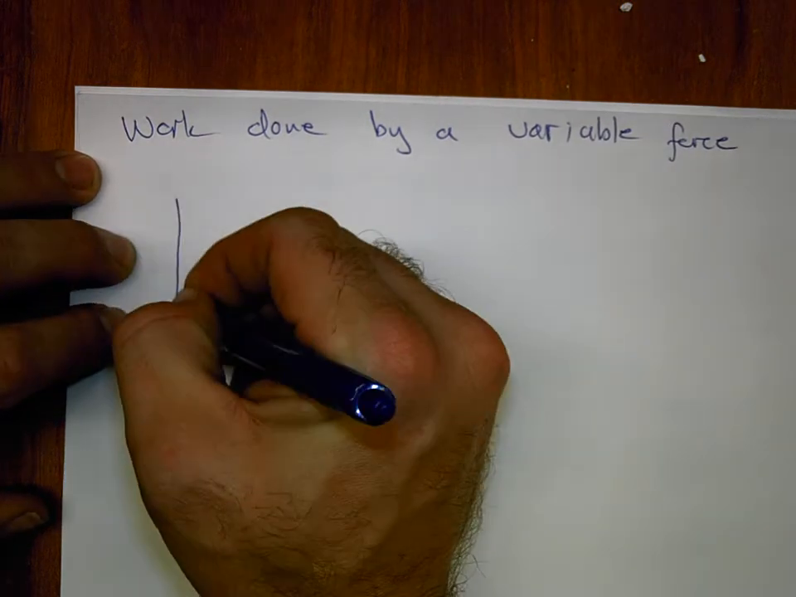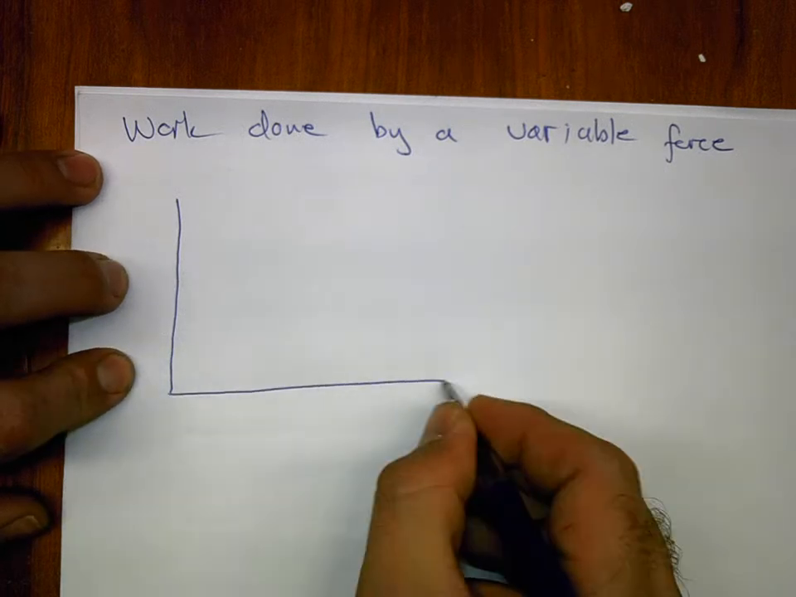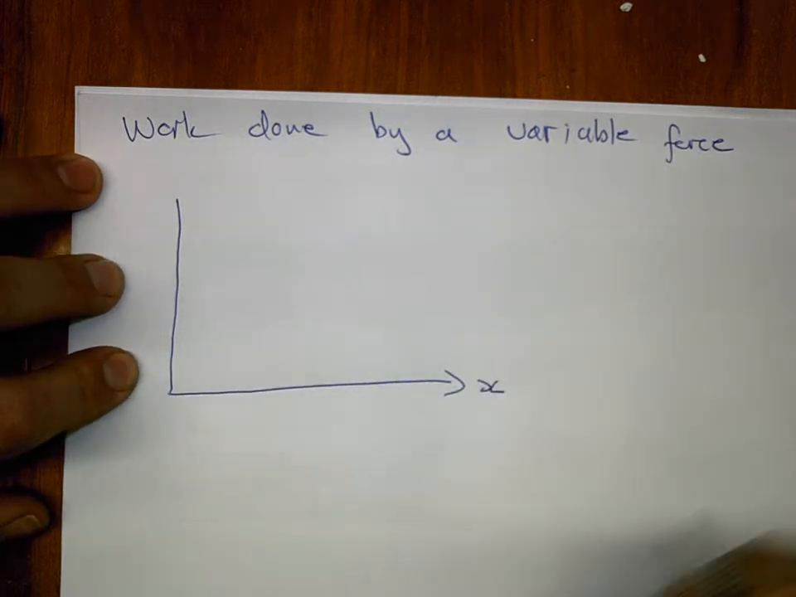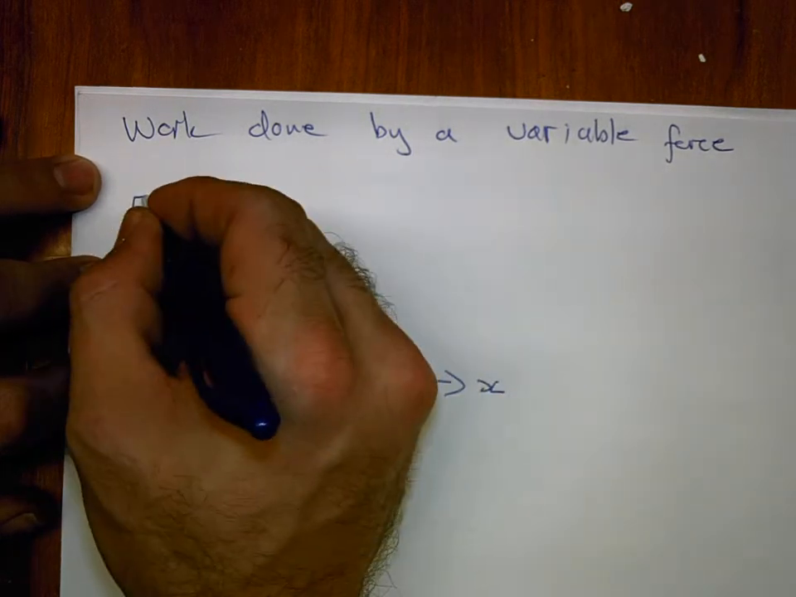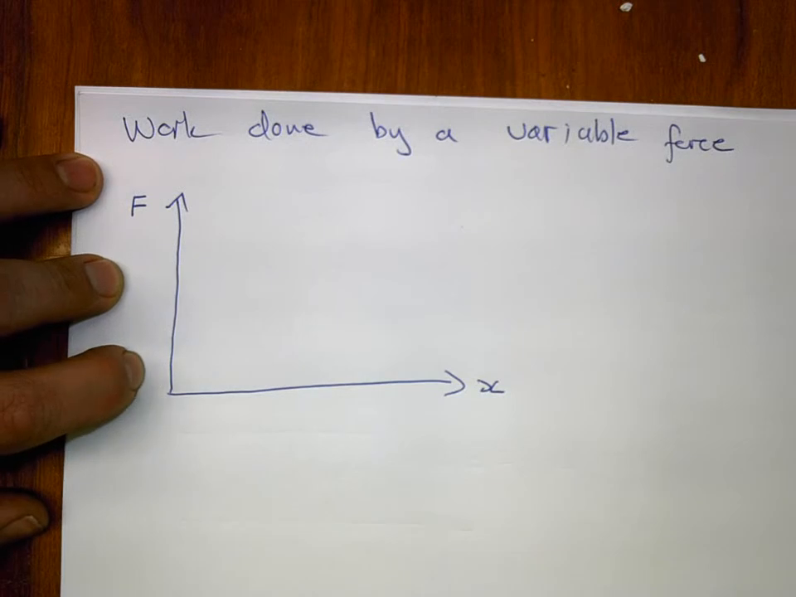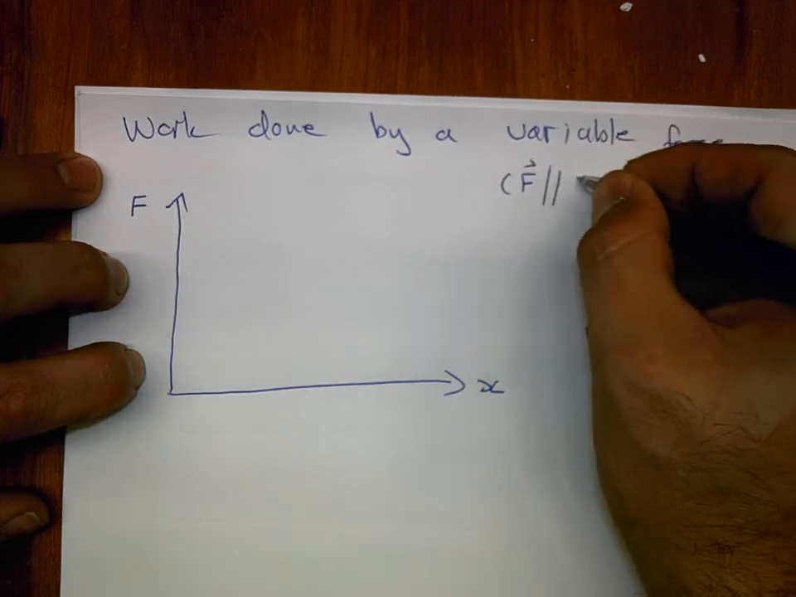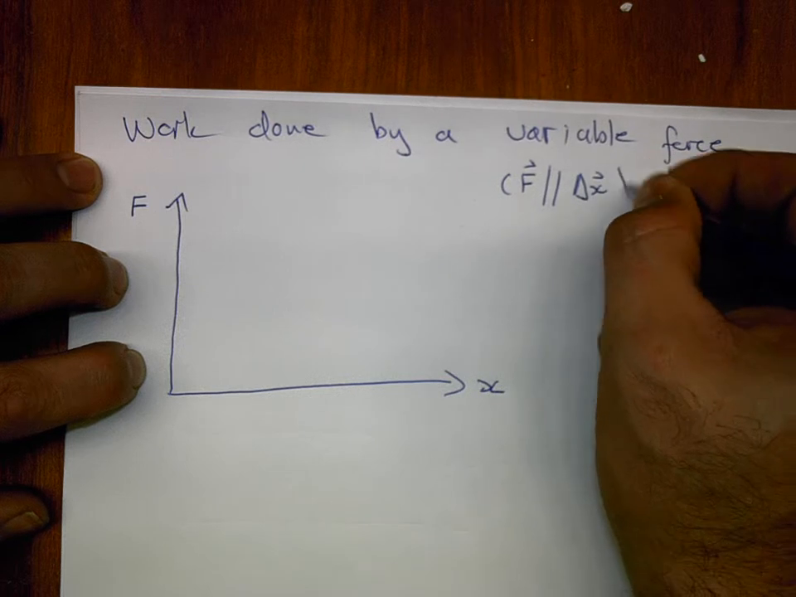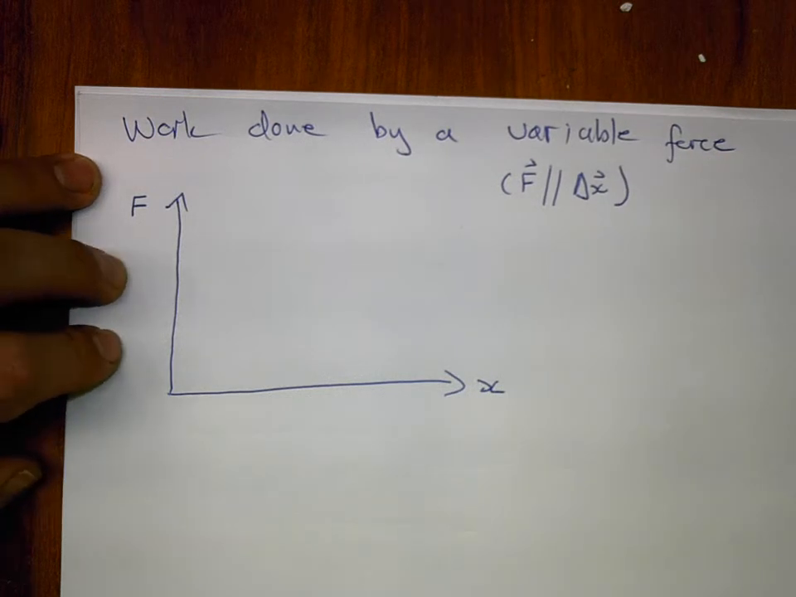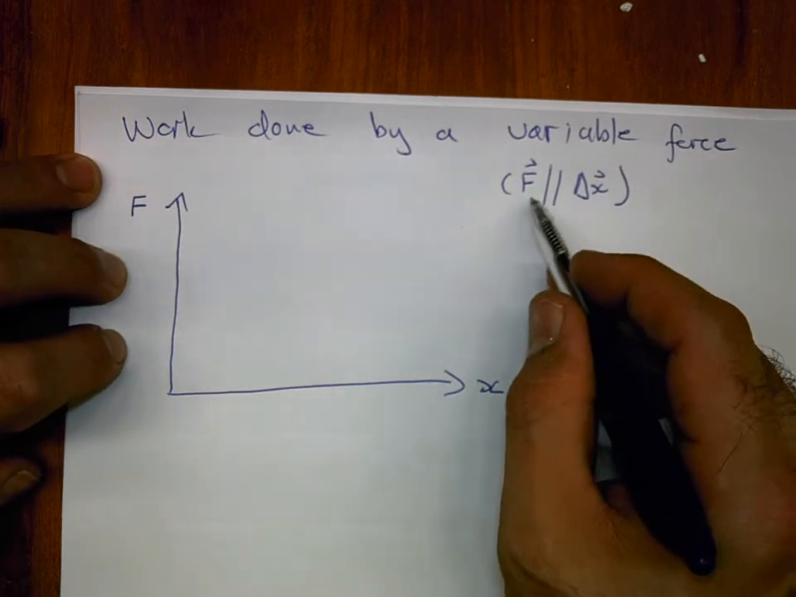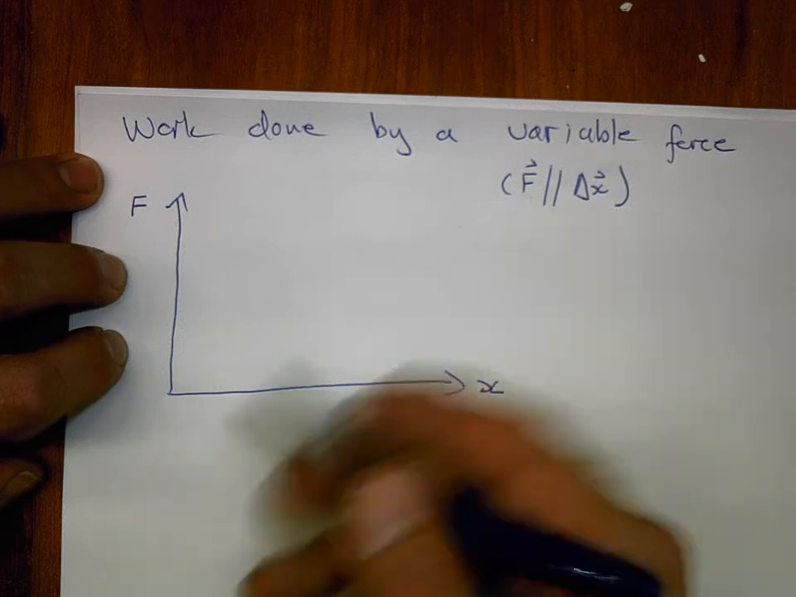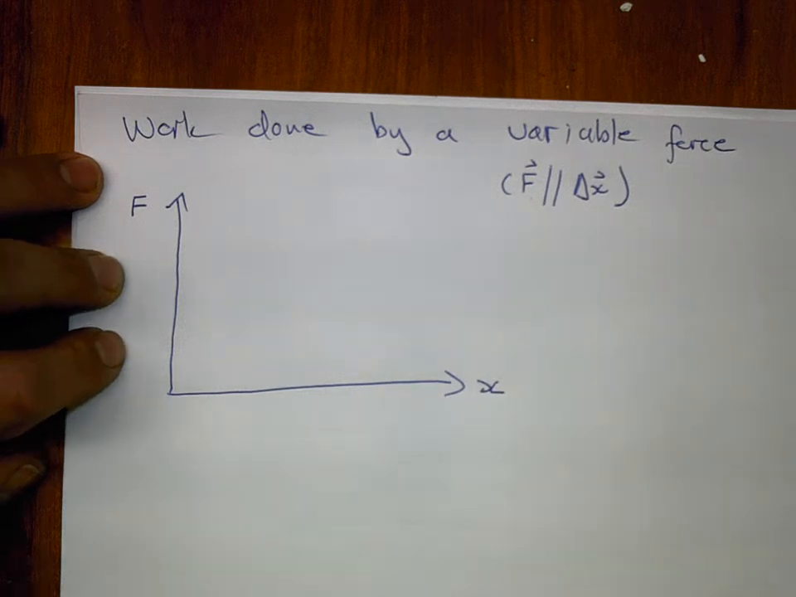So let's just draw some graph. This will again be my displacement. This will be the magnitude of the force. Let's assume at least the direction of the force is always parallel to the displacement, so we don't have to worry about that. But the magnitude of the force now changes. So it's not necessarily going to be a spring. Let's just look at a very general case.